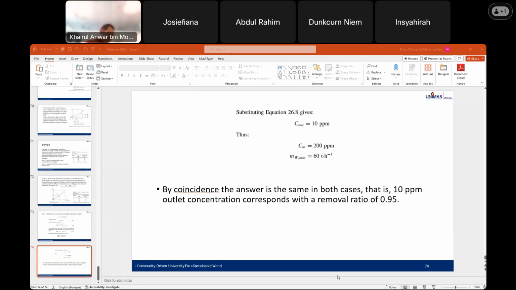For further reading, you may check the book. This is from page 593, and what we learned today is up to page 610.